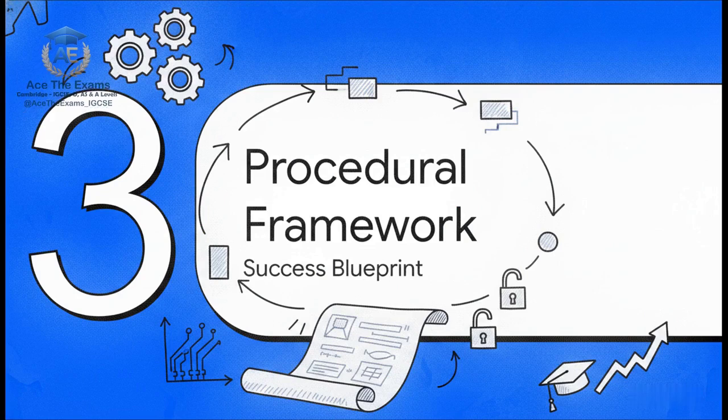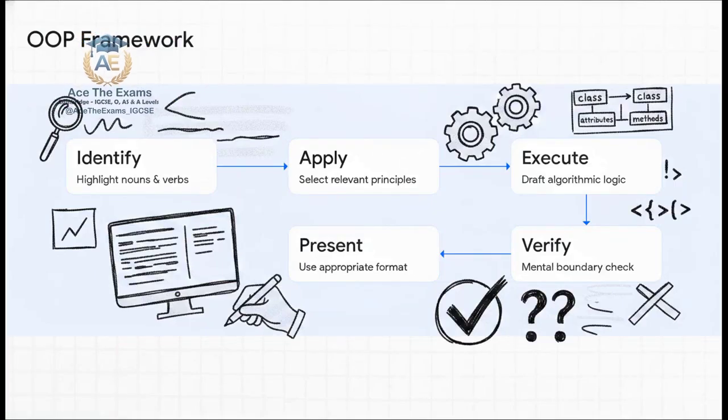Section 3, the OOP procedural framework. This is your ultimate success blueprint. By forcing yourself to rigidly follow this 5-step procedural framework, you essentially guarantee your success. Let's break this down step by step. Step 1. Identify key elements.